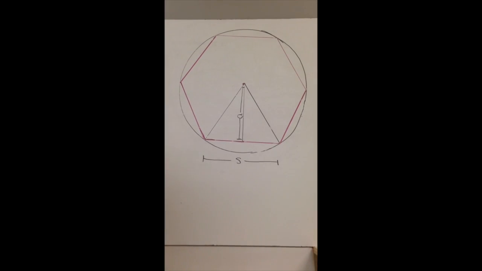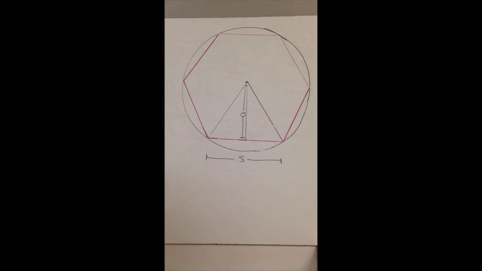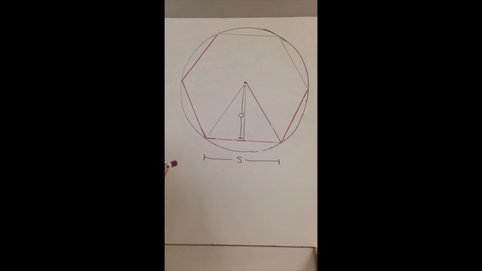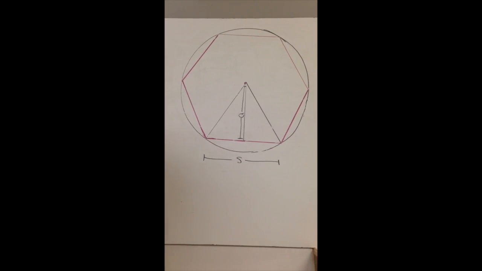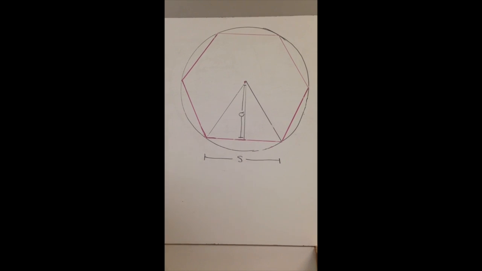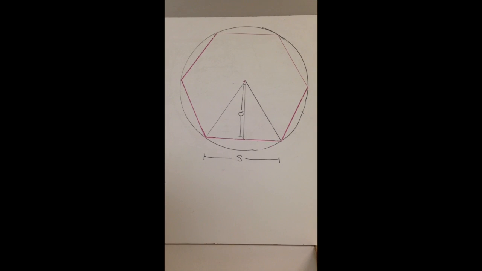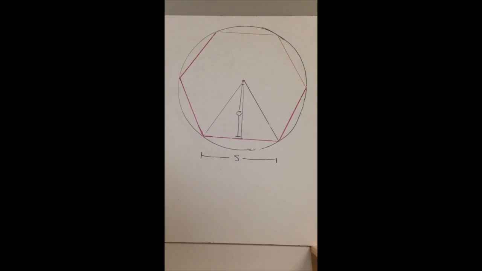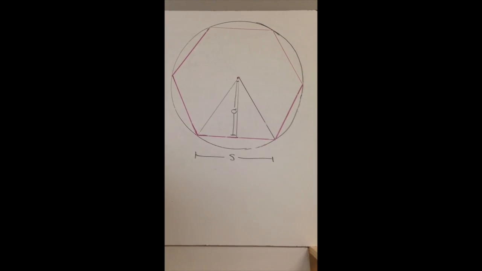Okay, here we have a regular hexagon inscribed in a circle. We also have two values labeled: S, the side length of one of the sides of the hexagon, and A, the apothem. Now, the triangle that we have drawn here is made up of two of the circle's radii, which are congruent to each other, and the side length of one of the sides of the hexagon.